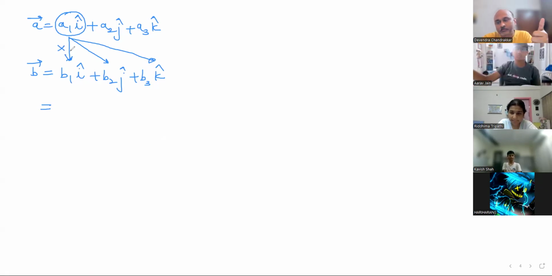The new students, Kavish, Arav and Hariharan, please pay attention. Okay? Ridhima, listen carefully. A1 I cap cross B1 I cap. These two vectors are parallel vectors, right? Say yes or no, I can't see your faces. I have a limitation of 3-4 students only, so just say yes or no. Keep your mics on. So A1 I cap cross B1 I cap equals 0 because these two are parallel vectors, right? Yes, Hariharan? Yes, sir.